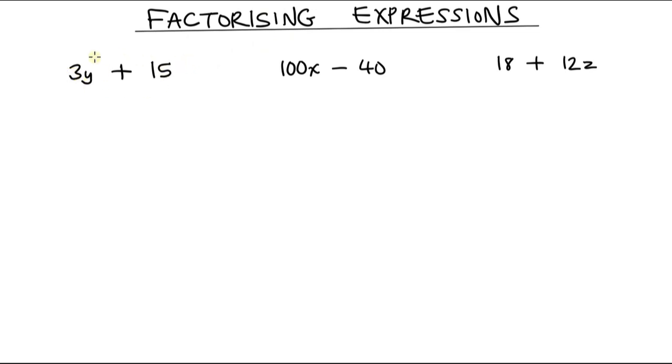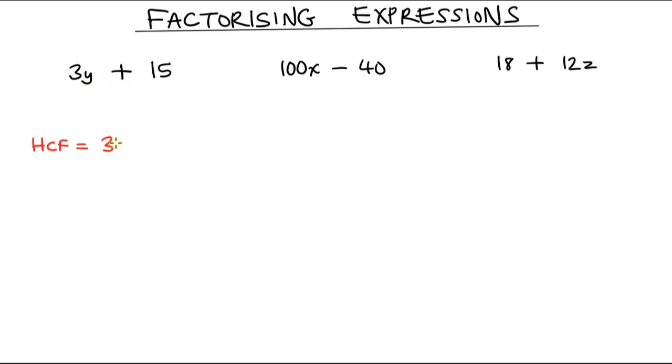So if we look at the first example, we've got 3y plus 15. What I'm going to do is try and find the highest common factor of both terms, and then I can factor that out from the expression. So what is the highest common factor of 3y and 15? Well, let's think about the numbers first. The highest common factor of 3 and 15 is just going to be 3. Both of these terms are divisible by 3.